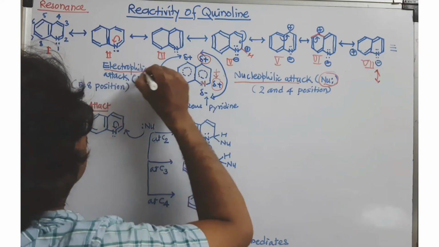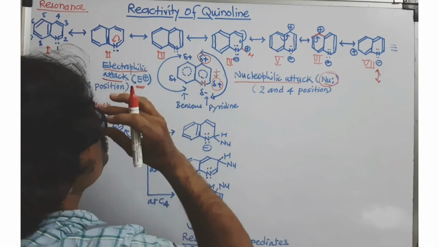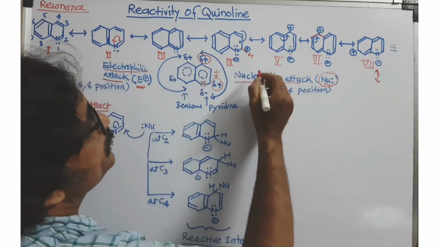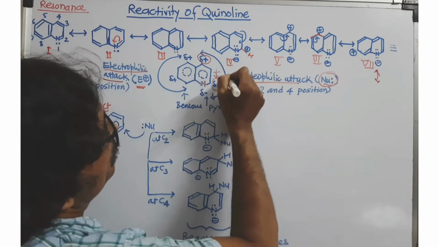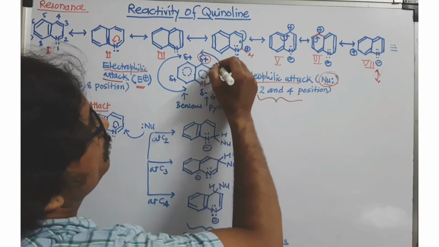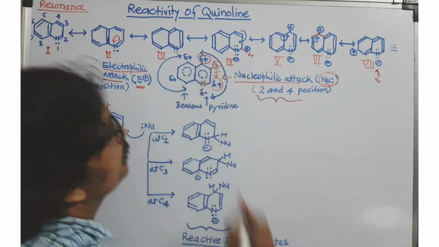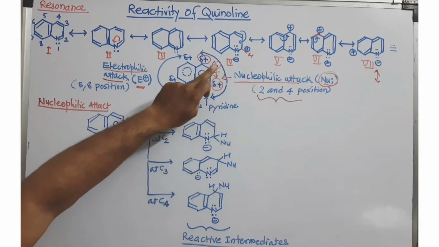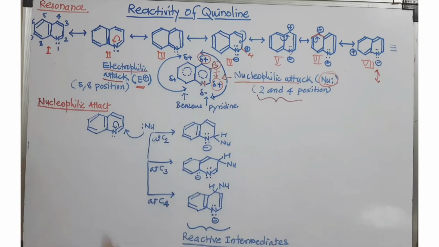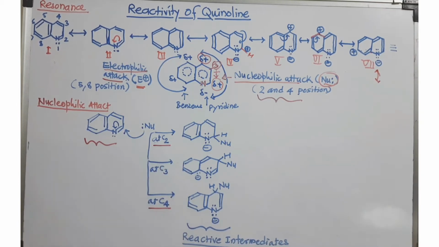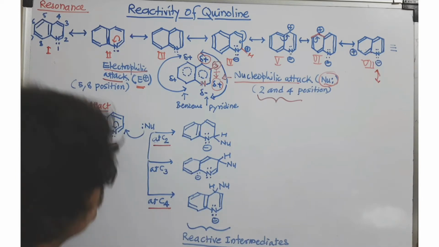So you must remember one thing: in quinoline, electrophilic substitution takes place in the benzene ring, which is fused to the pyridine, and nucleophilic substitution takes place in the pyridine, at the 2 and 4 positions. At the third position, nucleophilic substitution does not take place. It is not a favorable position for nucleophile attack. Here we give the justification why nucleophilic substitution takes place at carbon number 2 and carbon number 4, which I am going to discuss.